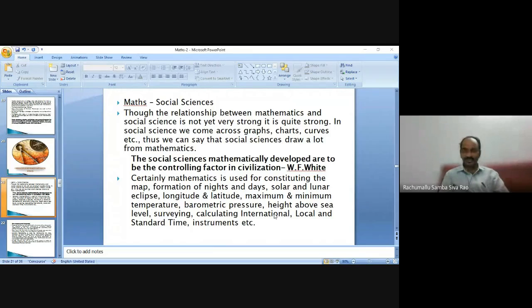Similarly, barometric pressure, height above sea level, surveying, and calculating international, local, and standard times. Instruments too. In all these aspects, we have to use the application of mathematics. This reflects the correlation between mathematics and social sciences.